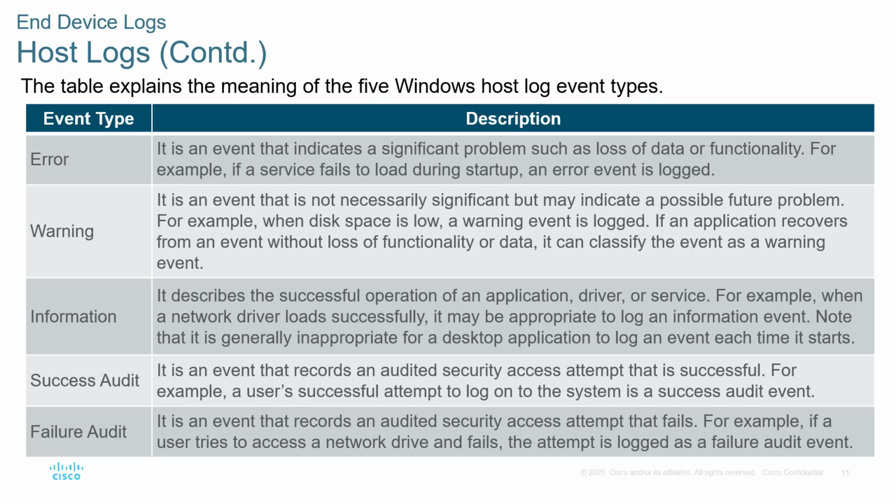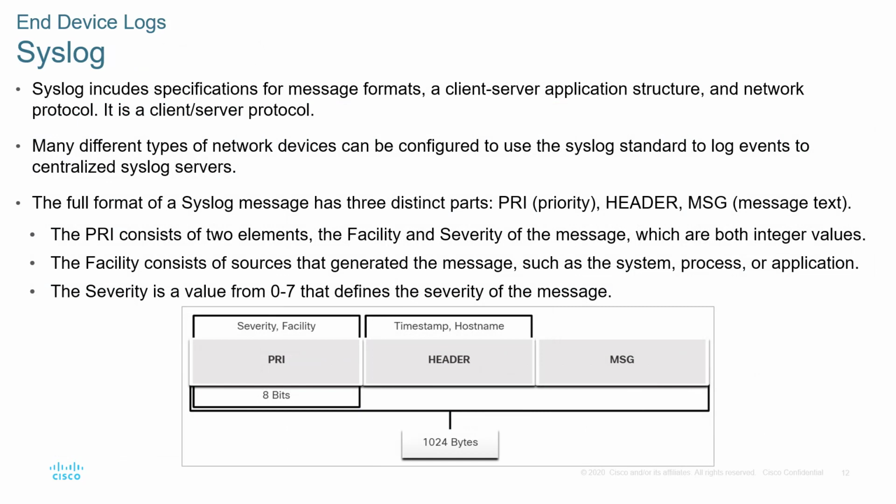When we're getting deeper into our log review, our audit successes and failures are going to be increasingly important, but early on they're not as crucial as understanding other event types. Alright, so how do we look at our logs via our syslog? Again, the syslog will include specification of the message formats, the client-server application structure, and all of that. The full format of a syslog message has 3 distinct parts: the priority, the header, and the message.